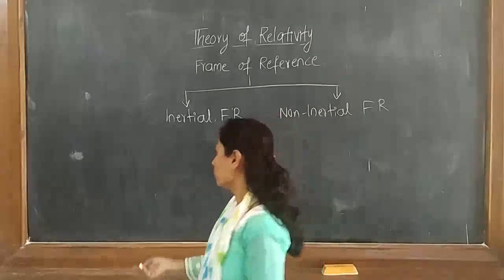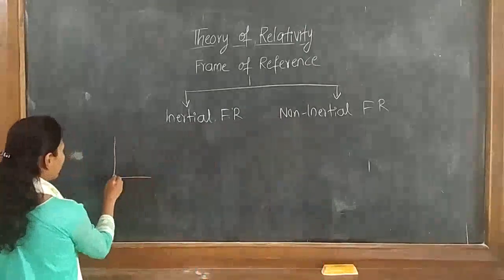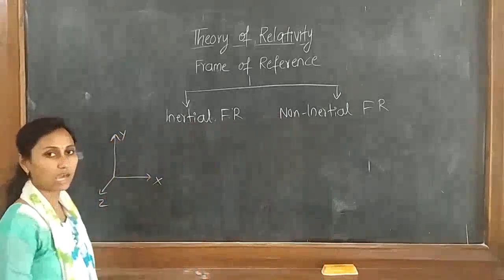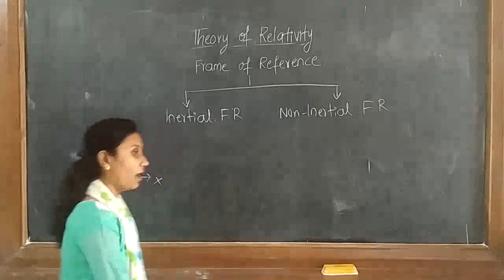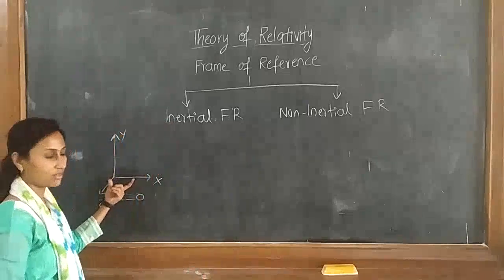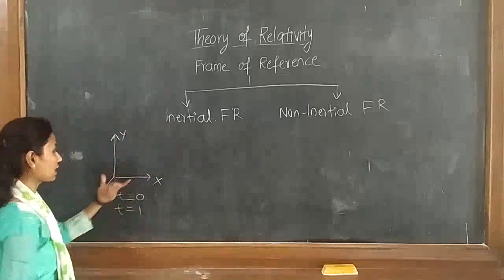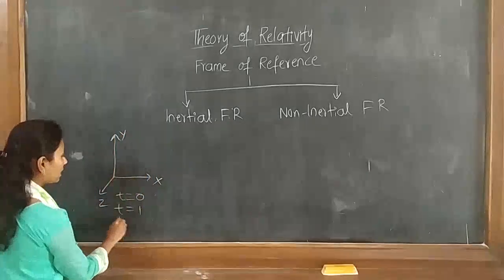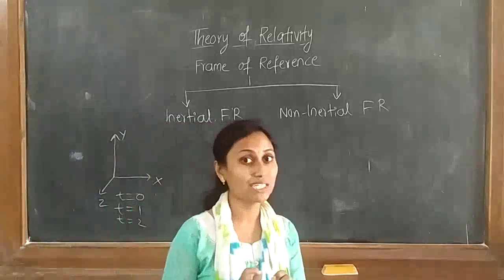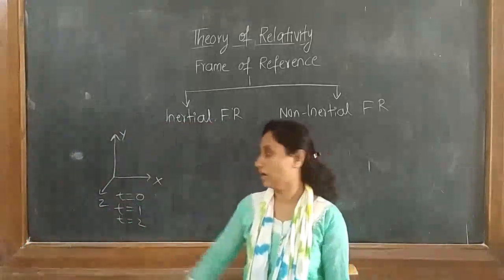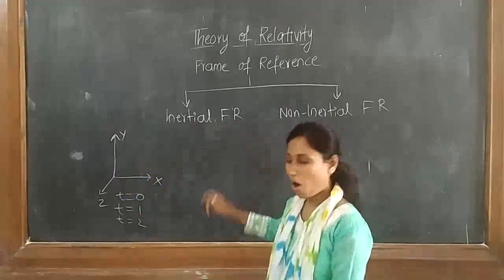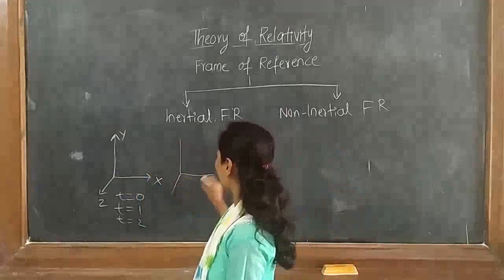Suppose one frame of reference is there, which contains x, y, z axes perpendicular to each other. At time t equal to 0 seconds, the frame of reference is here. At t equal to 1 second, the position is the same. At t equal to 2 seconds, the position is the same. So any frame which is at a rest position comes under the inertial frame of reference.